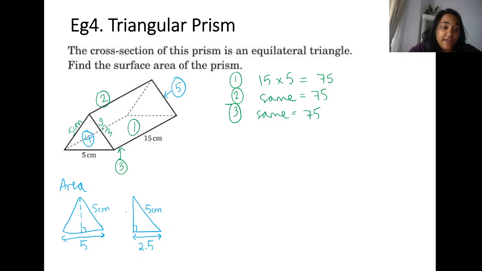And in order to find out this length here, that's going to help us find the area of this right-angled triangle. So I'm going to use Pythagoras. a squared equals the hypotenuse squared minus that other length squared. So I'm going to use my calculator here. 5 squared minus 2.5 squared. That gives me 18.75. So my a is the square root of that.